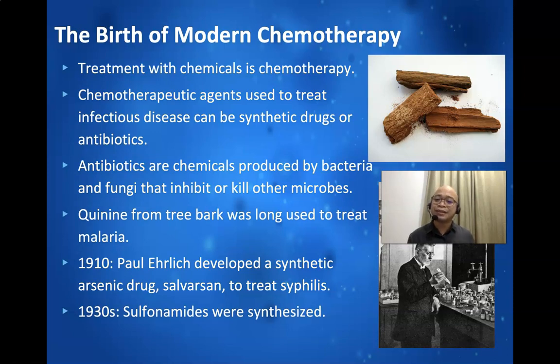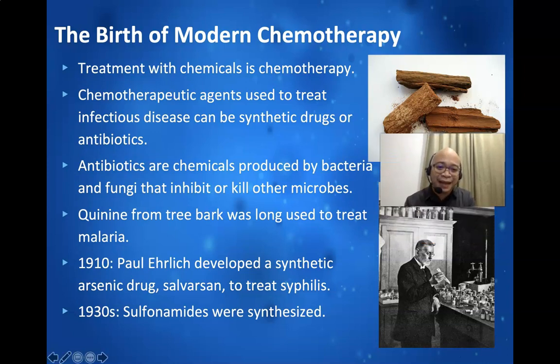But the first synthetic chemotherapeutic agent was discovered by Paul Ehrlich, a synthetic arsenic drug called salvarsan to treat syphilis. Do you know that salvarsan was also known as 606? Why 606? Because this is compound number 606, because the 605 other compounds didn't work. On his 606th trial, imagine the perseverance of Paul Ehrlich, he was able to successfully formulate salvarsan.